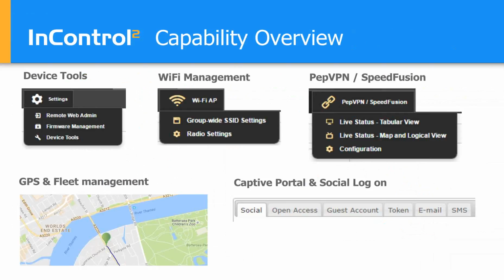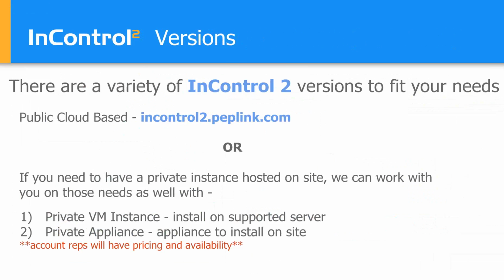And then again, on the device level, much the same on the organization or the group level, we do have the ability for that remote web admin. As I said, we talked about managing firmware on the device level, enabling the Wi-Fi for the particular device just on the device level, taking a look at SpeedFusion settings just directly for a particular endpoint to see if something is configured. We touched a little bit on the GPS and fleet management, as well as the captive portal information as well.